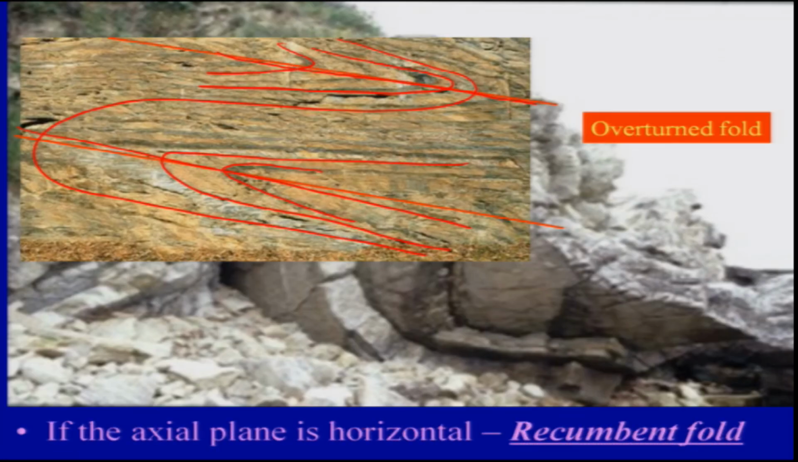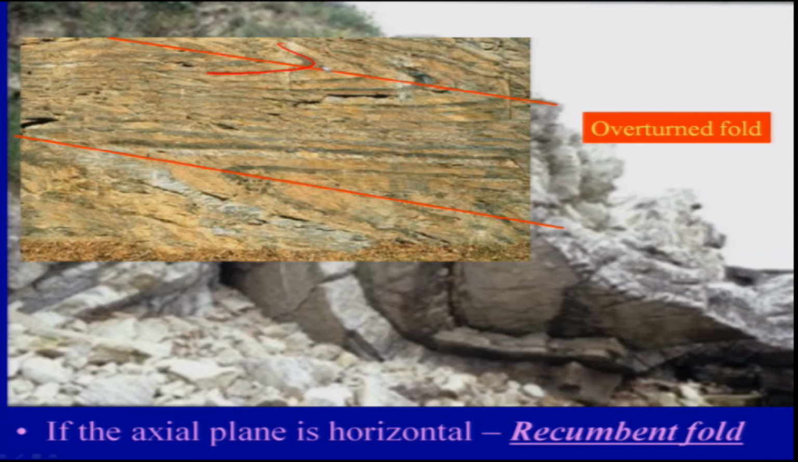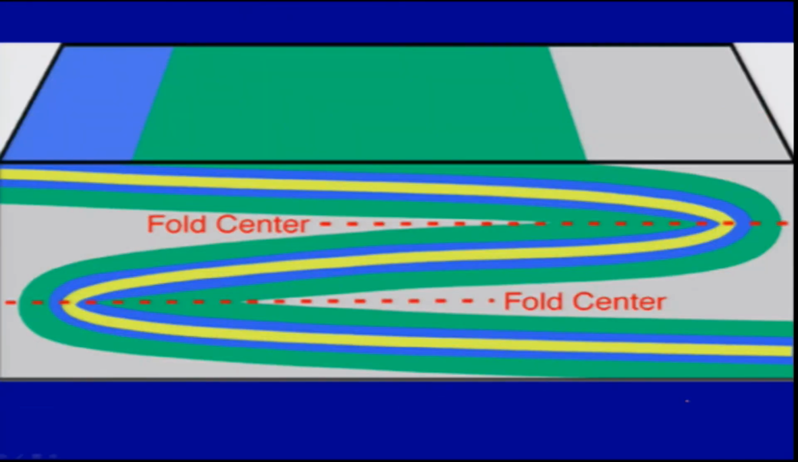So I'll just remove this part here, and then you can make out the axial planes. Where are the axial planes here? These are the axial planes which we see. If the axial plane is almost horizontal, then those types of folds are termed recumbent folds. This you need to remember.